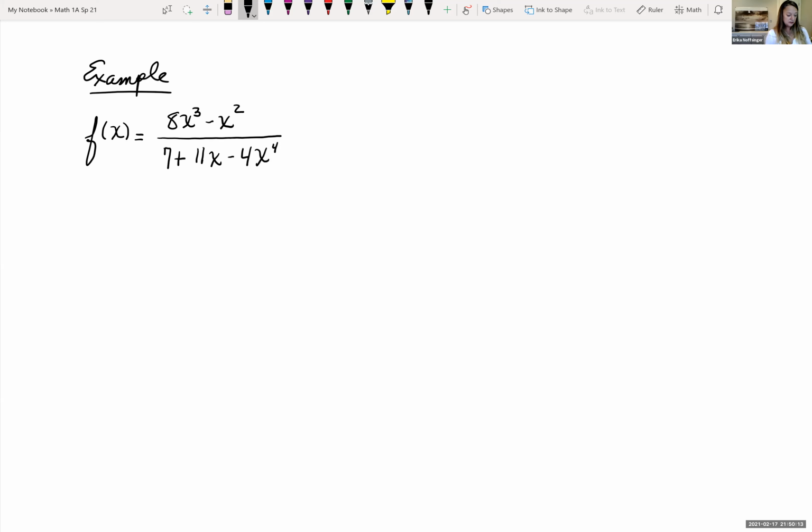So a couple different ways that we can approach this. And it asks us to find any horizontal asymptotes. So there'd only be one. So find the horizontal asymptote if it exists.